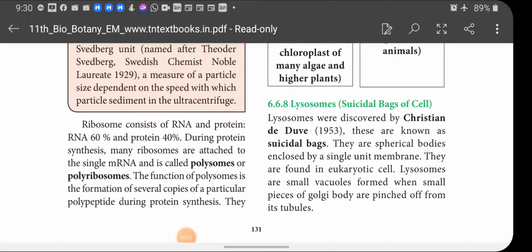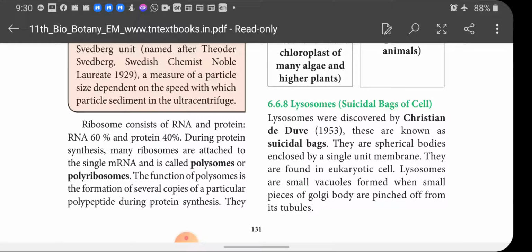Good morning, children. Today I am going to start with the cell organelle lysosomes. I gave some homework from the topic of our last session, and I asked you to go through mitochondria and chloroplast also. Hope you have completed it, and let's start with the lysosome now.